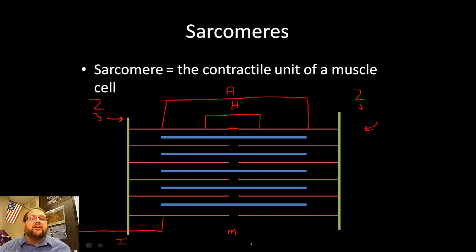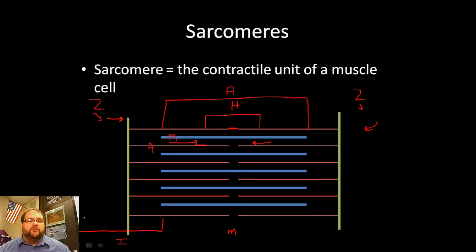So when a sarcomere contracts, or when a muscle cell contracts, it's these myosin, and this is the myosin right here, and this is the actin. It's the myosin filaments pulling the actin in towards the center that causes this muscle cell to contract. So the myosin pulling the actin filaments in causes that H zone to shorten up. The A band stays the same, and these Z lines move closer together.